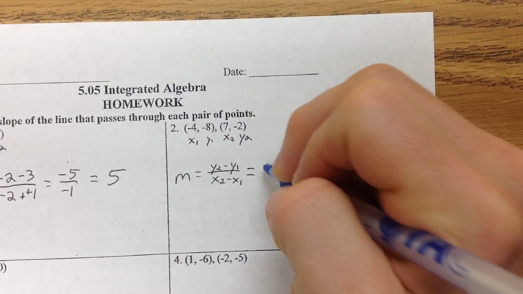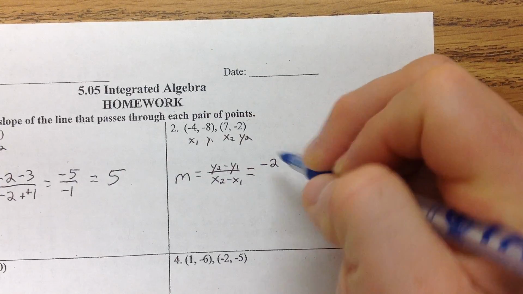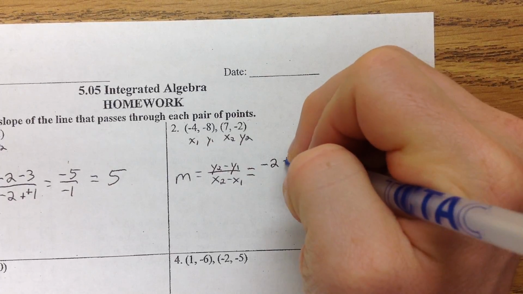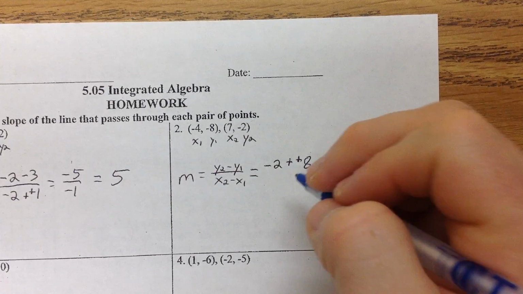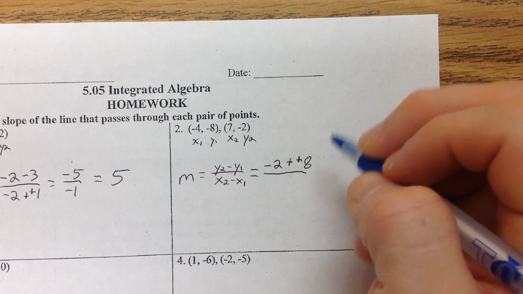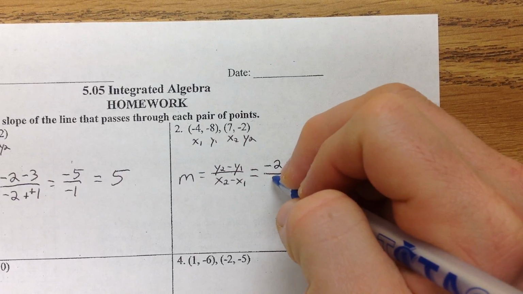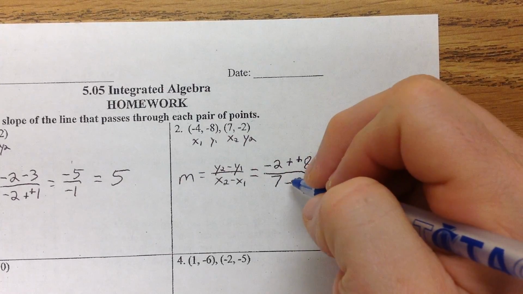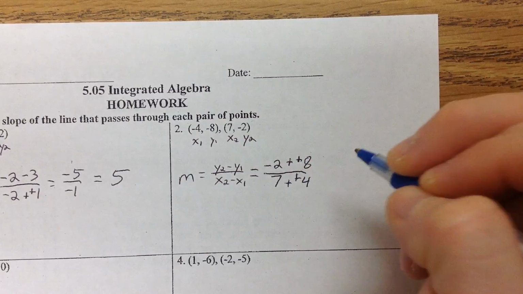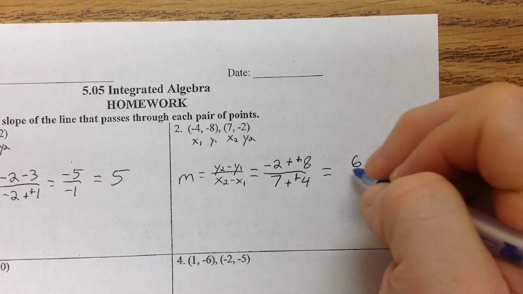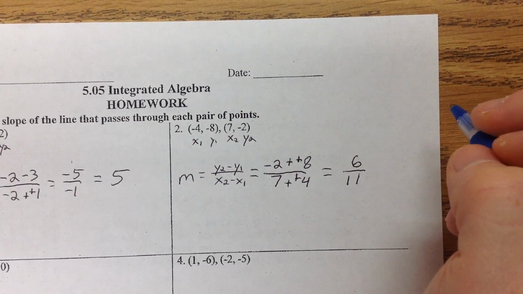So on this one, we've got negative 2 minus a negative 8. So minus a negative is going to become positive. And then x2 minus x1 is going to be 7 minus a negative 4. So again, that's also going to turn into a positive. So negative 2 plus 8 is positive 6. 7 plus 4 is 11. Okay, so that would be our slope for number 2.